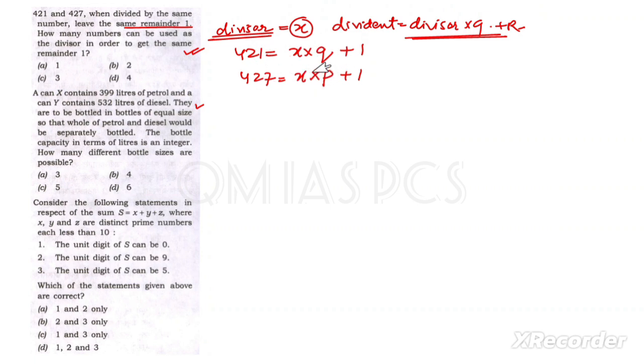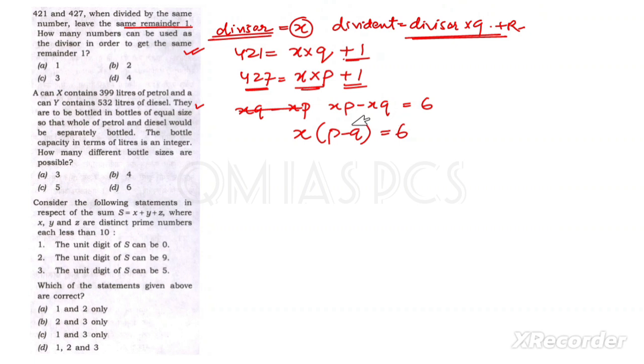If you subtract both equations, why am I doing this? Because by subtracting, the remainder will be cancelled out. If you subtract this one it will be xq minus xp. I think I should write this one first because this is greater, so I am writing xp minus xq is equal to, this can be cancelled out, so it will be 6. By subtracting 421 from 427 it will be 6, and common is x. So x times (p minus q) is equal to 6, right?